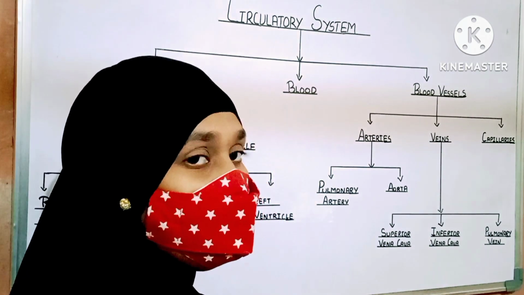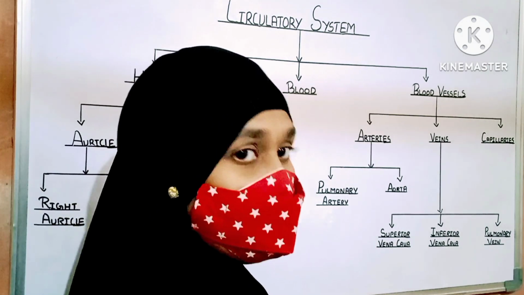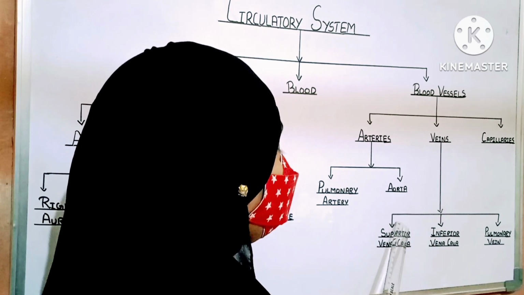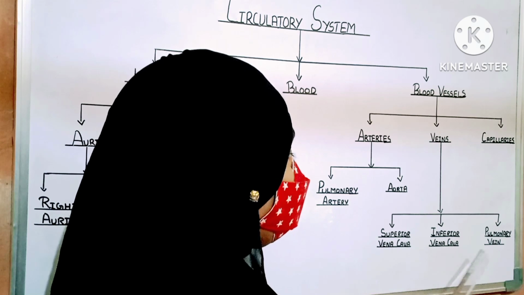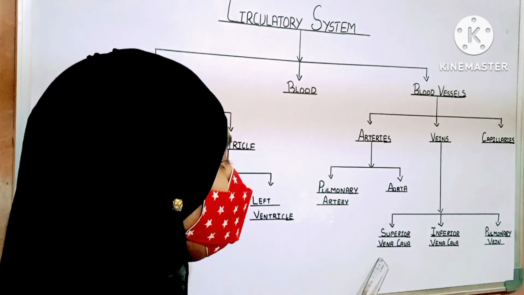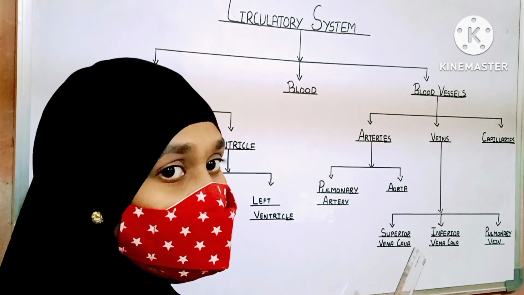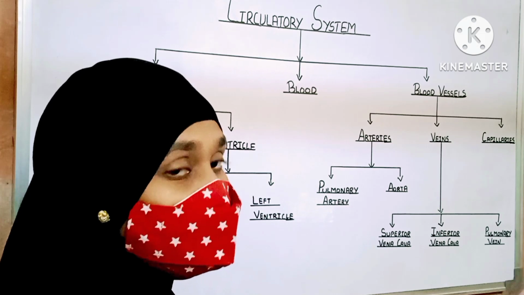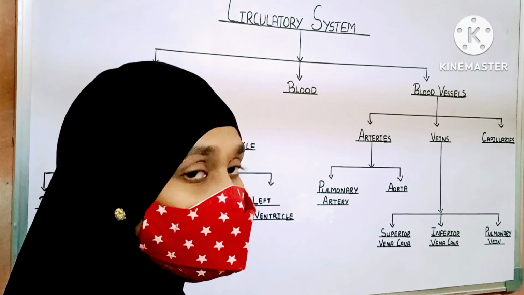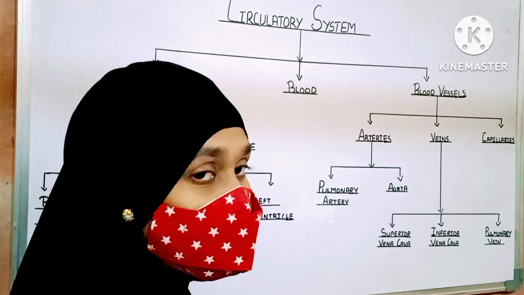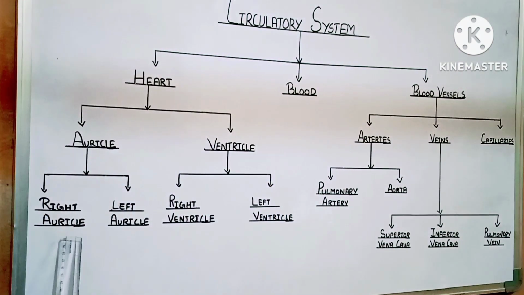Veins are collecting blood vessels. They collect the deoxygenated blood which is rich in carbon dioxide. Veins are of three types: superior vena cava, inferior vena cava, and pulmonary veins. The superior vena cava collects the deoxygenated blood from the upper part of the body, head and neck. The inferior vena cava collects the deoxygenated blood from the lower part of the body, known as legs and arms. They both release the deoxygenated blood into the right auricle.